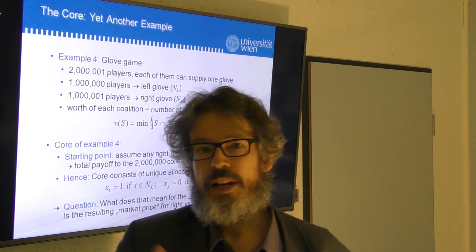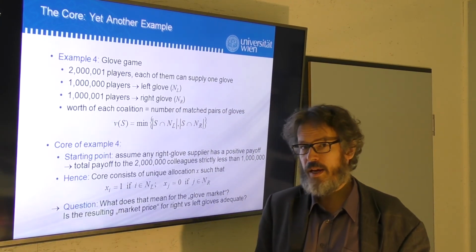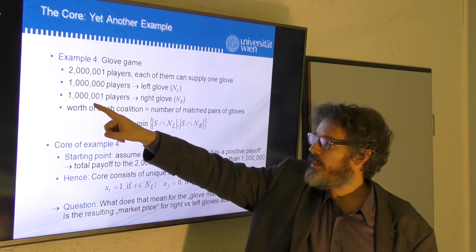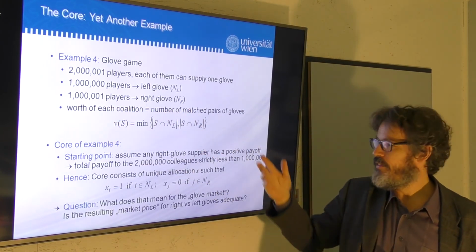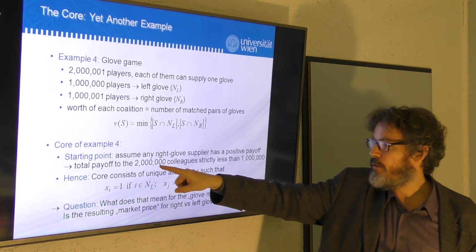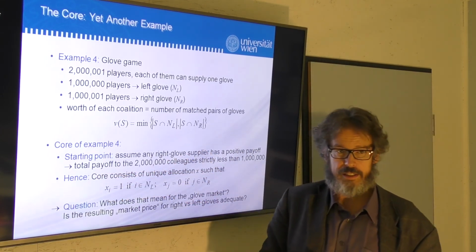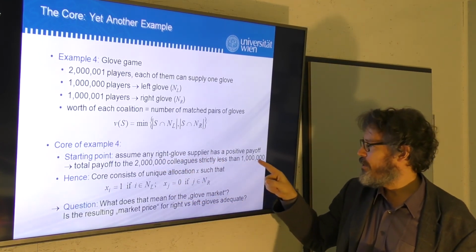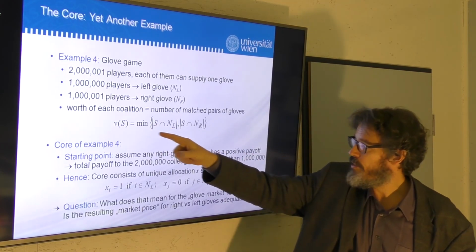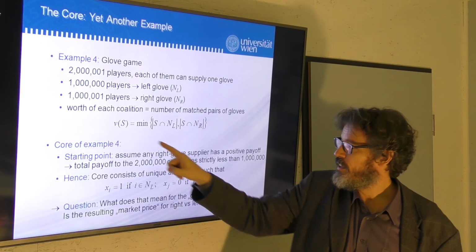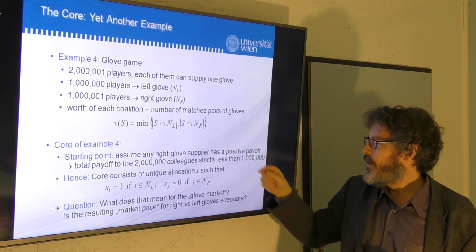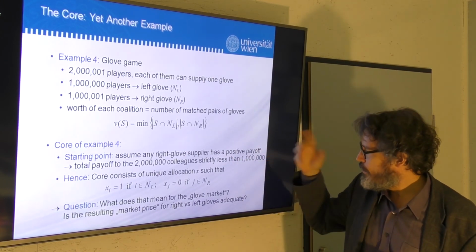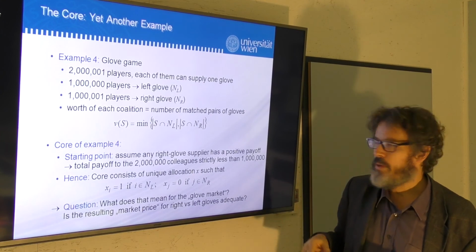So let's assume that any right glove supplier has a positive payoff, strictly larger than 0. So remember, we have 1,000,001 right glove players. So the question is, in this case, what does this mean for the total payoff of the other 2 million colleagues? The total payoff of them, of course, will then be strictly less than 1 million. 1 million apparently is the maximum which this characteristic function can take as a value. And if one right glove supplier has a payoff larger than 0, the rest has to have a total payoff of less than this 1 million.